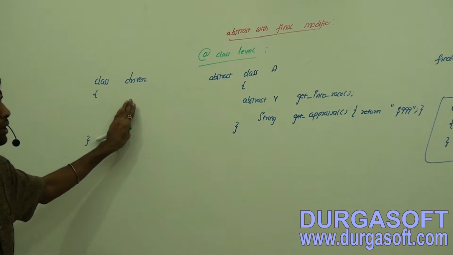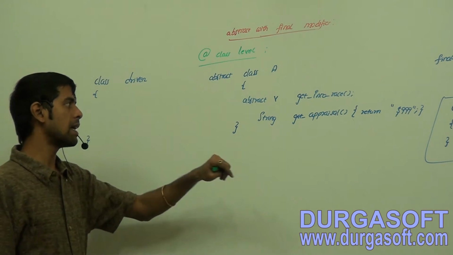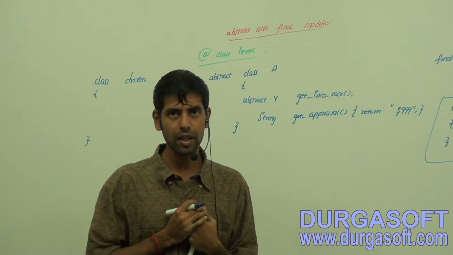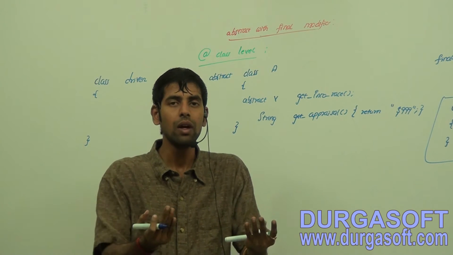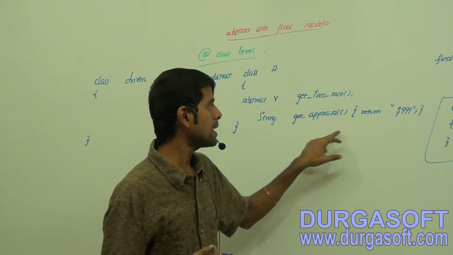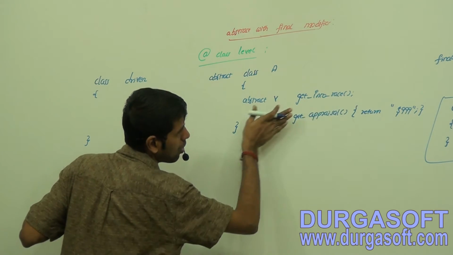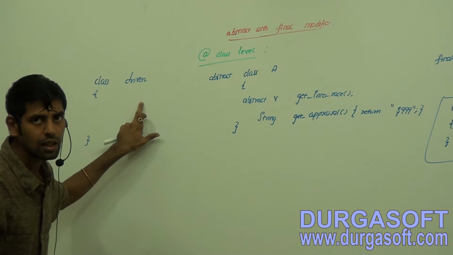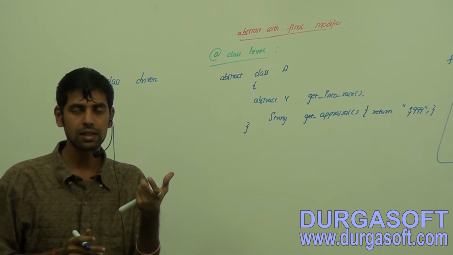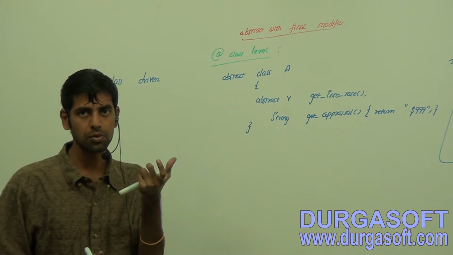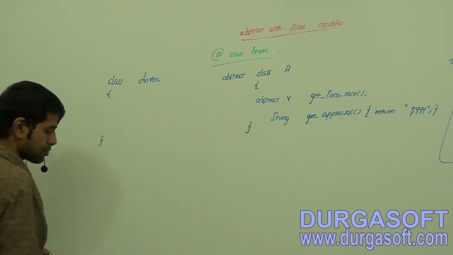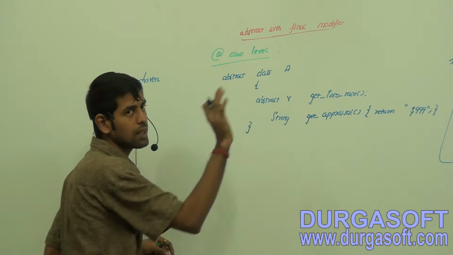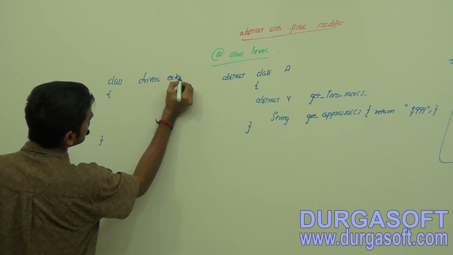Now this Driven class expects this getAppraisal method implementation. I want to inherit that method implementation without writing this method declaration along with implementation here. So what should this class be? It should be a child class. This is for the guys who are starting from scratch. Now this class should be the child of this class A.